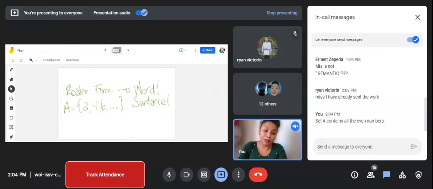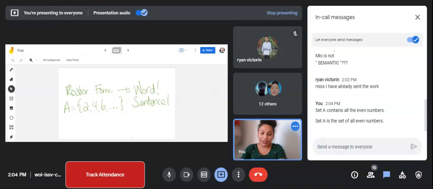That's one way that I can put it. I can put set A is the set of all even numbers. I am saying the same thing in different words. Let's say that I don't want to use the word even numbers, but I can use something else that means the same thing. I can say that set A is the set of all the multiples of 2.